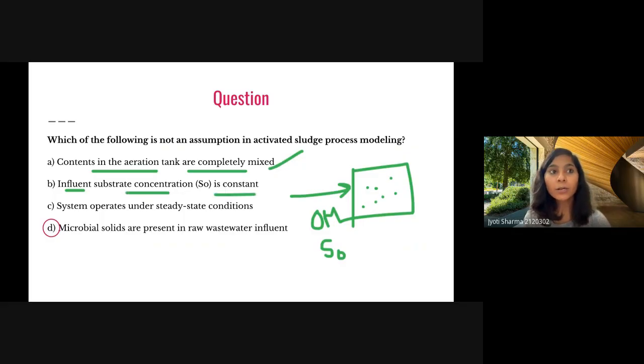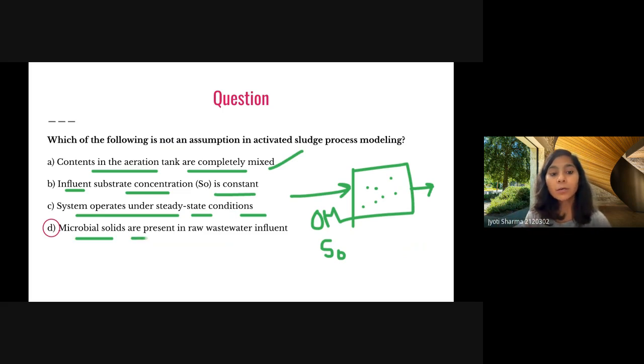So it is not like a few liters of your wastewater have some different organic matter concentration, and some other liters of your polluted water have a different one. No, we are assuming that whatever polluted water we have, we have already mixed it, and the substrate concentration is constant. It is not changing with time. The system operates under steady state condition. Yes, we are applying some equilibrium. We will talk about this equilibrium.